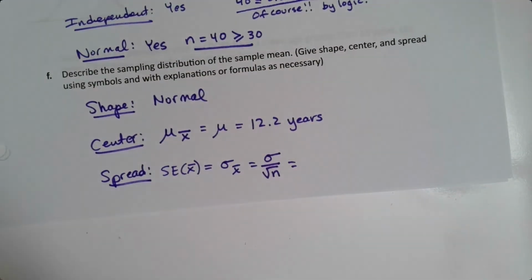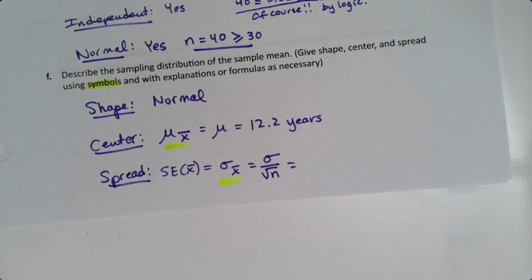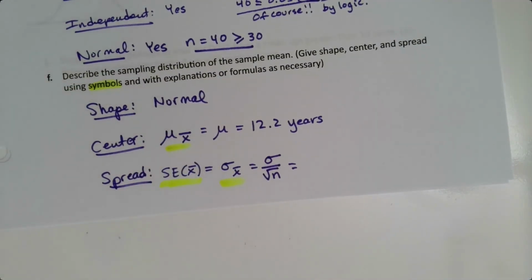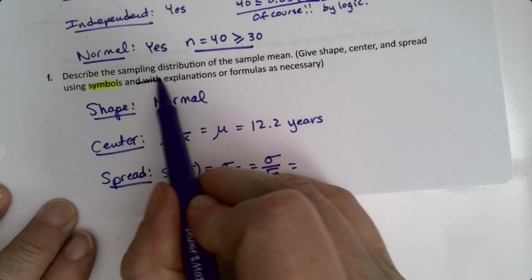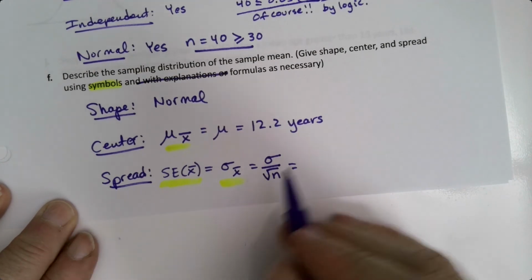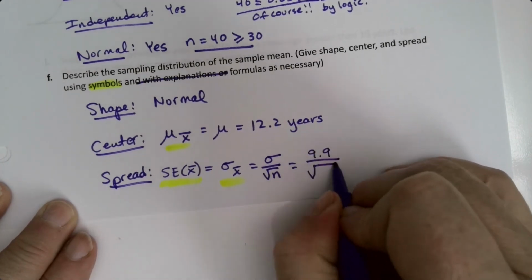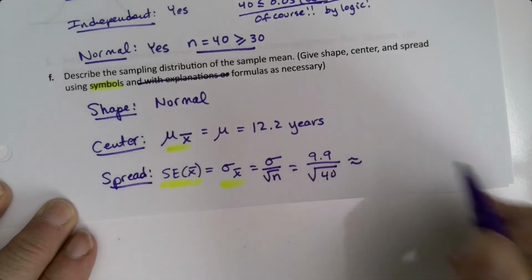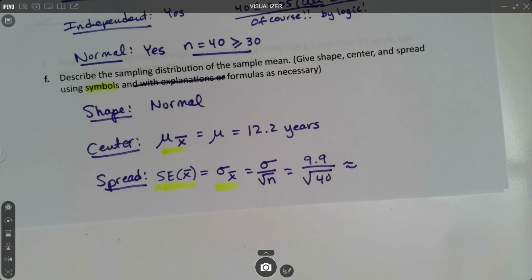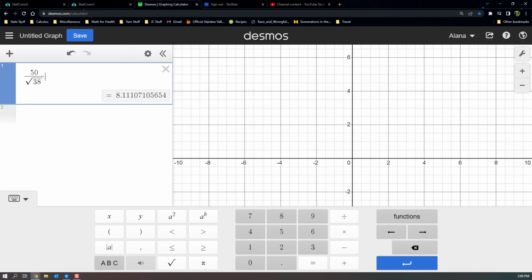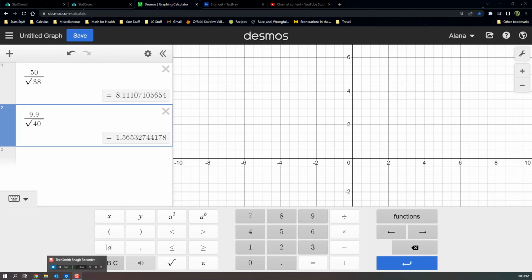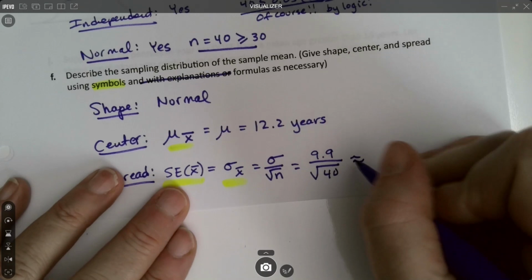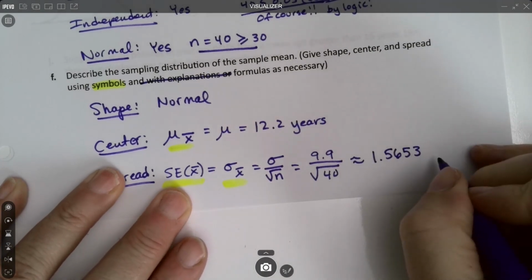And by the way, when I say symbols here, those are what I'm talking about, this one or this one, either one. And then I don't know why I said explanations, because it's really the formulas. The formula's right here. So that would be 9.9 over the square root of n. n was 40, so I would put that into Desmos. 9.9 divided by square root 40 is 1.5653. There we go. This is also years, by the way.